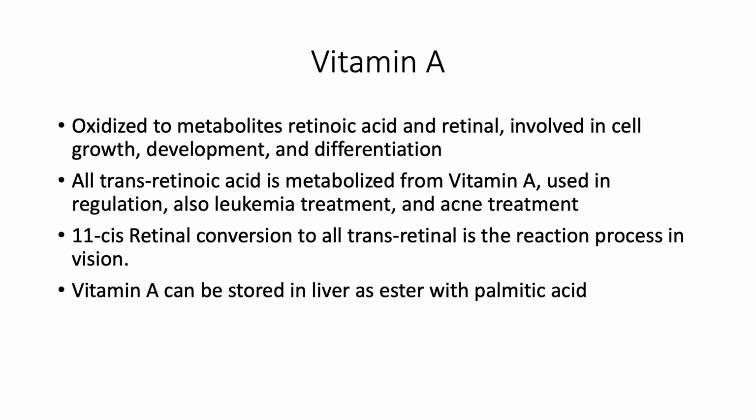We talk about vitamin A now. Vitamin A is oxidized to metabolites retinoic acid and retinol, and these are involved in cell growth, development, and differentiation. All trans retinoic acid is metabolized from vitamin A. It's used in regulation. You can also use it medically for leukemia treatment and acne treatment. 11-cis-retinol conversion to all trans retinol is a reaction process in vision, and vitamin A can be stored in the liver as an ester with palmitic acid.